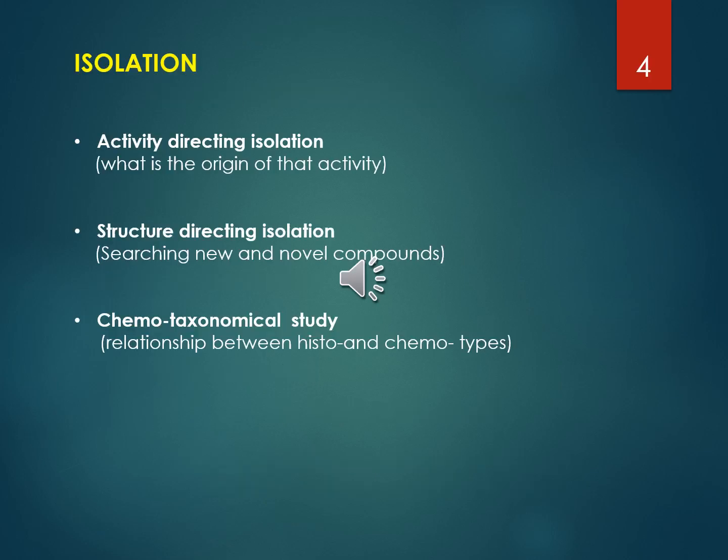Let's see what is isolation. Any isolation work should be clarified in one's mind and should be concisely answered to the question: if asked, why you carry this isolation work? It is an essential and core question. So you can answer the question. The purpose of isolation of natural products is broadly classified into one of the following three categories. The first is activity directing isolation. Second, structure directing isolation. Third is chemotaxonomical studies. Each of the above categories consists of different ideas and distinct isolation techniques.